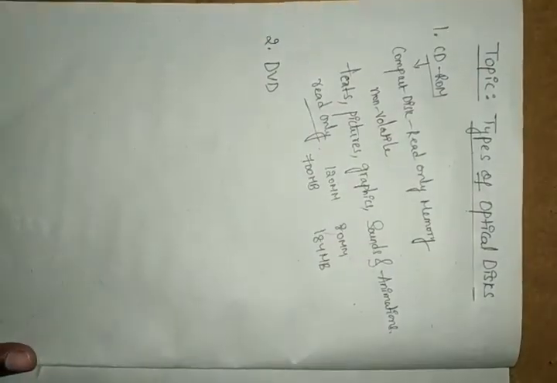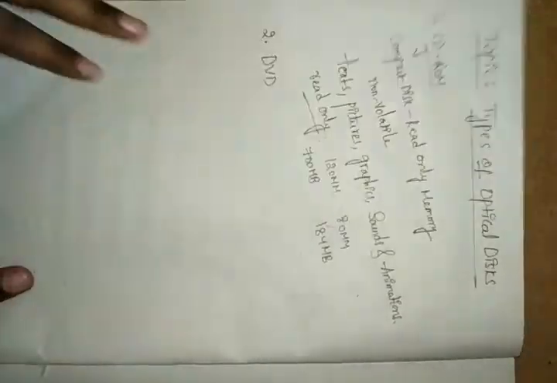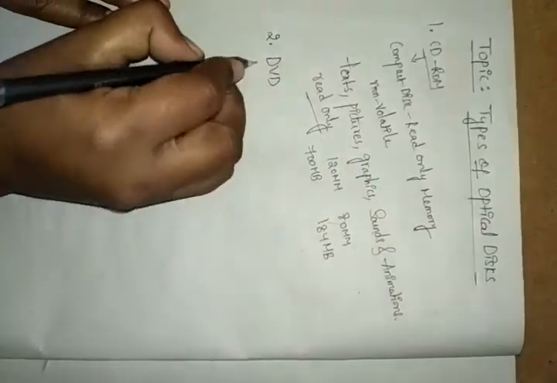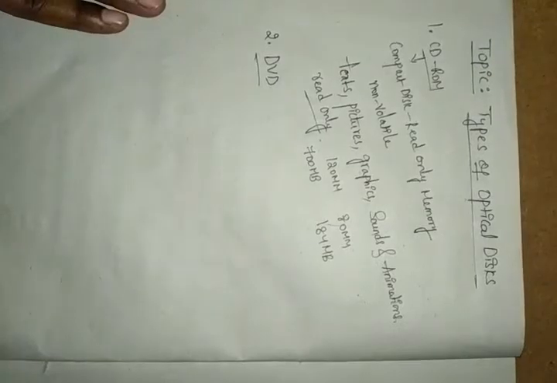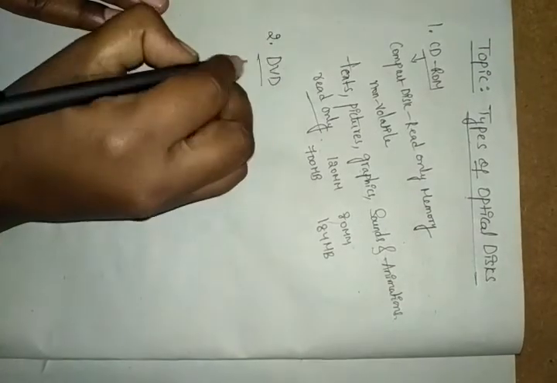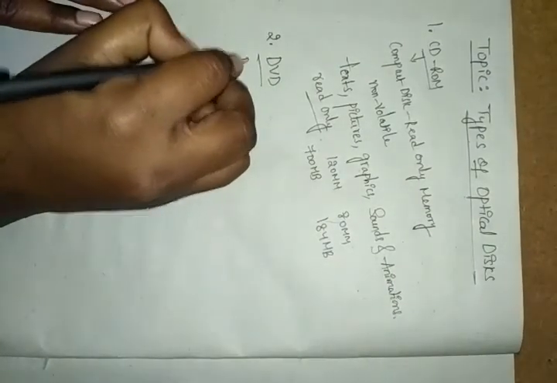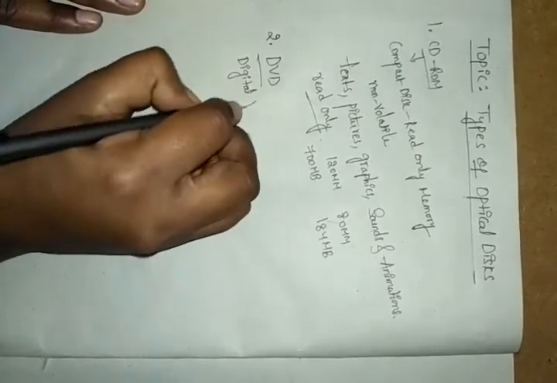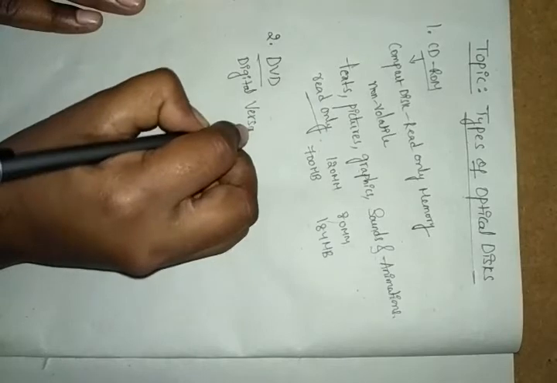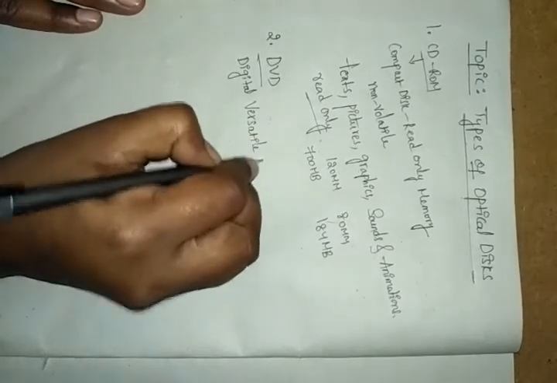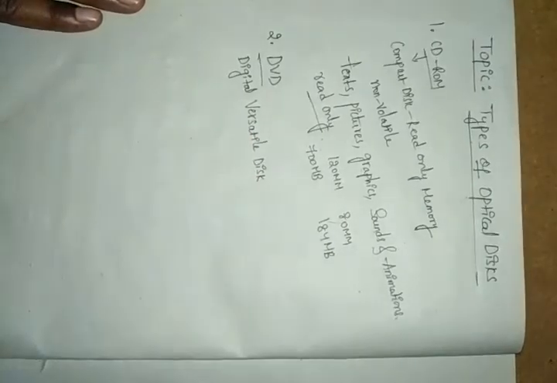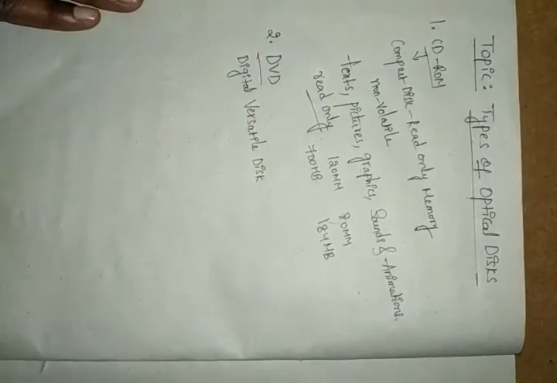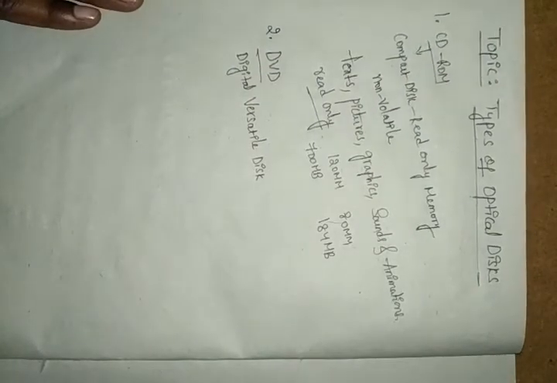The second type we have is the DVD. What is DVD? What is the full form of DVD? DVD means digital versatile disc. What is DVD? DVD means digital versatile disc.